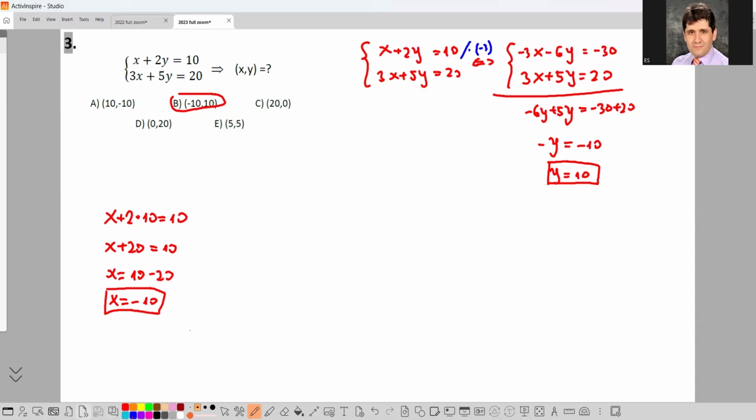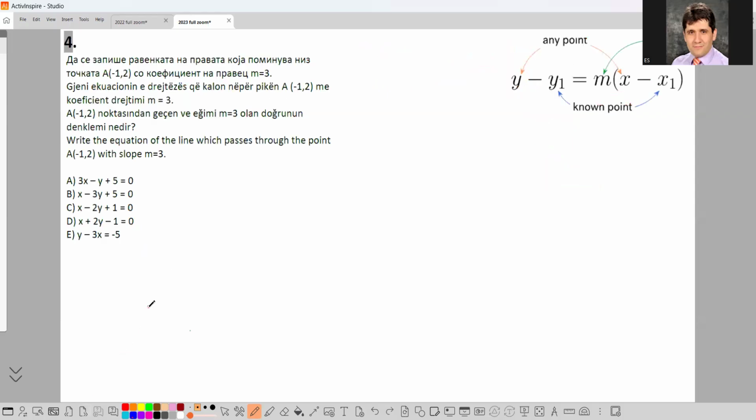All right. Next question. Write the equation of the line which passes through the point -1, 2 with slope 3.